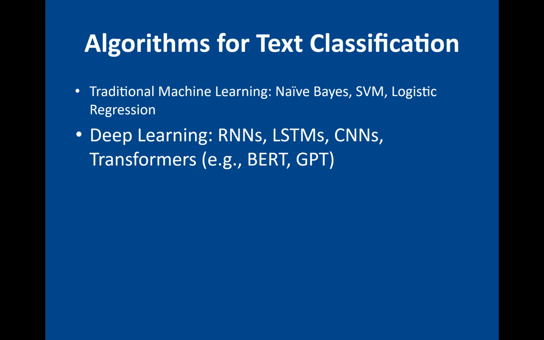Then there are algorithms for text classification. Generally, we have traditional machine learning algorithms, which include naive Bayes, a probabilistic model based on Bayes' theorem, suitable for text classification. Then there is SVM, support vector machines, which is very effective for high-dimensional data like text. Then logistic regression, a linear model commonly used for binary classification tasks. Then decision trees and random forests, which provide interpretable results and handle nonlinear data.